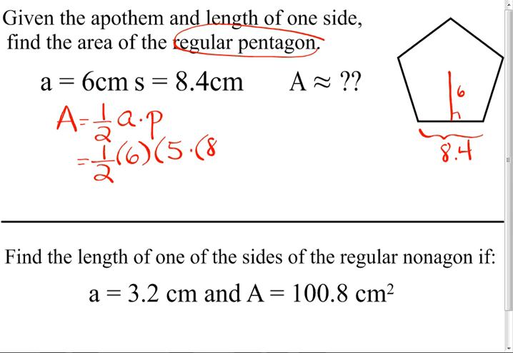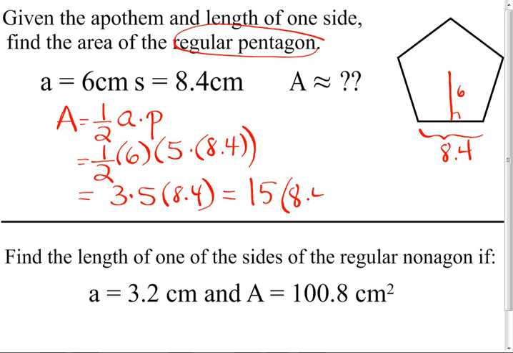8.4. Well, half of 6 is 3, times 5 times 8.4. I don't know what that is. 15 times 8.4. Who's got their calculator? Me. It's what? 126 centimeters squared. I'm sorry, I couldn't hear you though. 126. 126 evenly? Yeah. Centimeters squared.